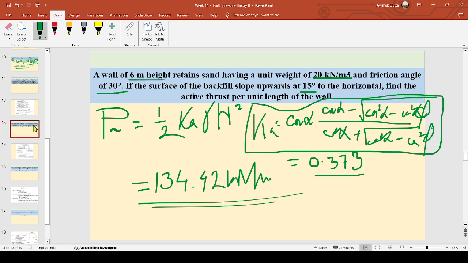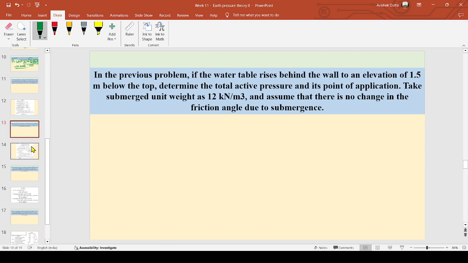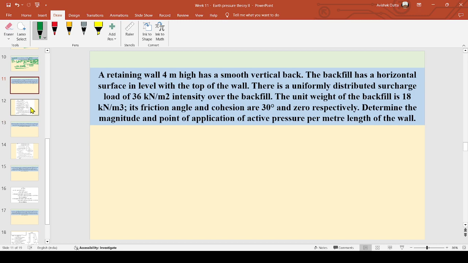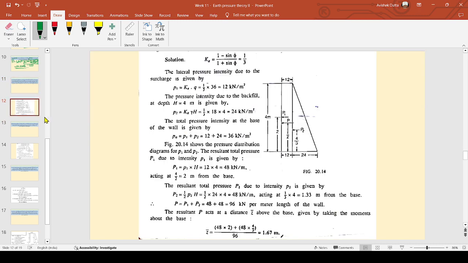The next sum, I hope you have solved, and you have got that water table. First this sum: the wall of 4 meter height. This is the way you have solved this sum. So what am I doing? I am first calculating the coefficient of active earth pressure using the formula 1 by 3. Then the lateral pressure intensity due to surcharge is Ka into Q, 1 by 3 into 36, which is 12.